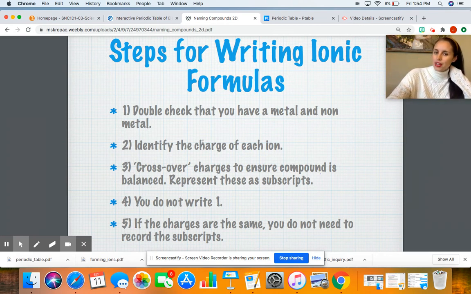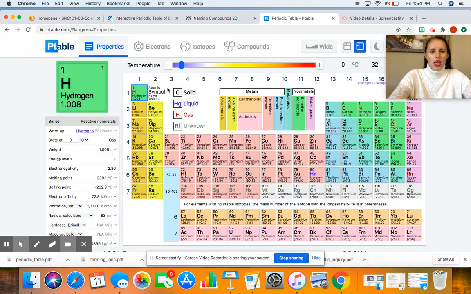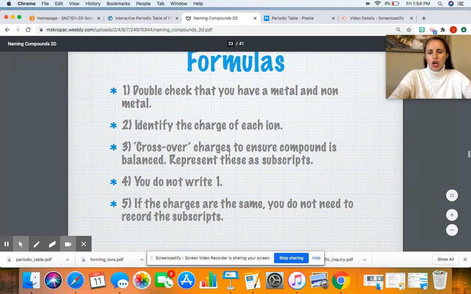Next, you want to identify the charge of each ion. Just a reminder that you can use the periodic table to identify the charges of each ion. Remember that anything in group 1 is +1. This is +2. Over here is +3. Then we have -1, -2, -3. So you can use the periodic table, and you want to go ahead and list your charges. We're then going to use what's called the crossover rule, and that's going to ensure that each compound is balanced.